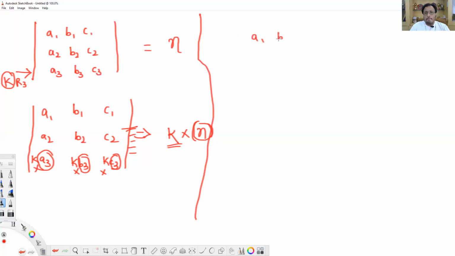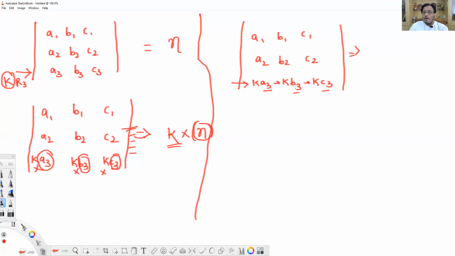Here A1, B1, C1, A2, B2, C2, and here KA3, KB3, and KC3. This is the determinant. In this, every element of the third row is multiplied by constant K. Or the other meaning of this property number 4 is, if there is a common factor in any row or any column, the common factor can be taken outside the determinant.